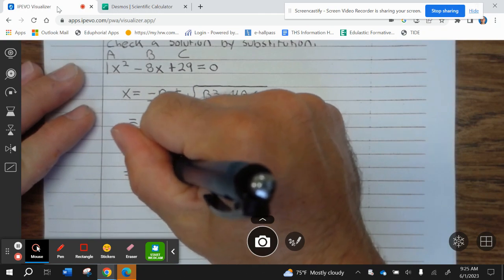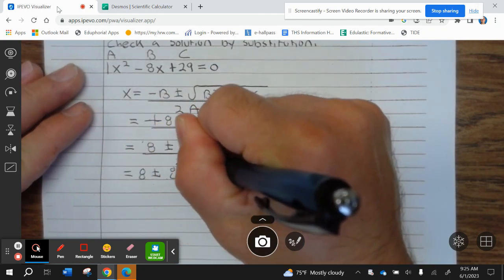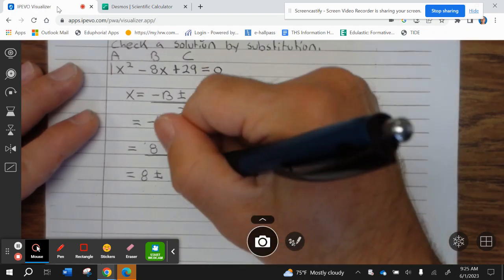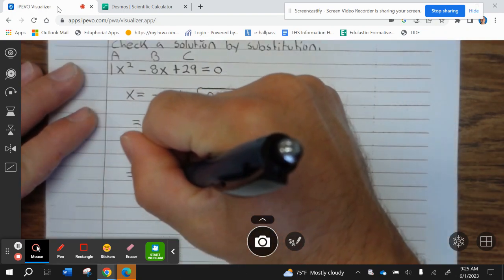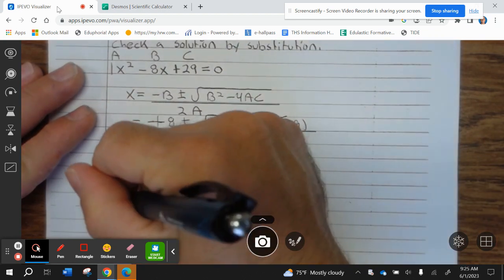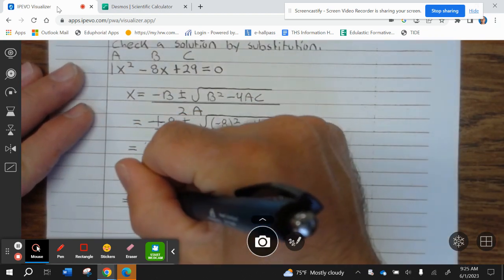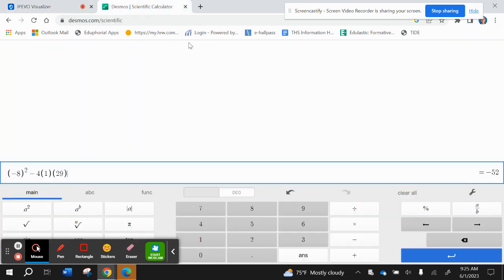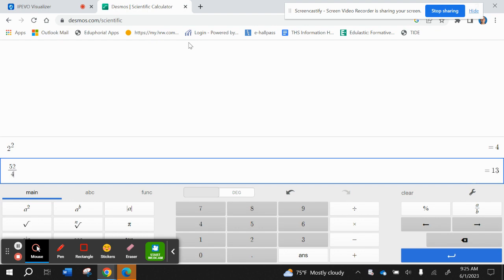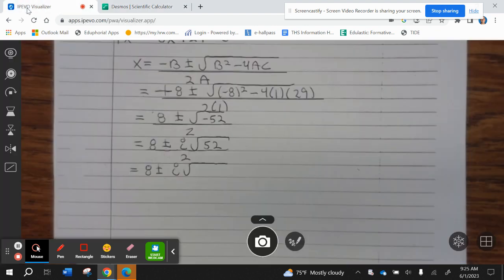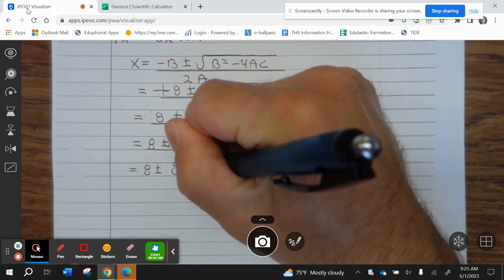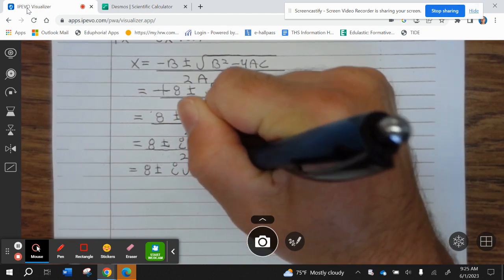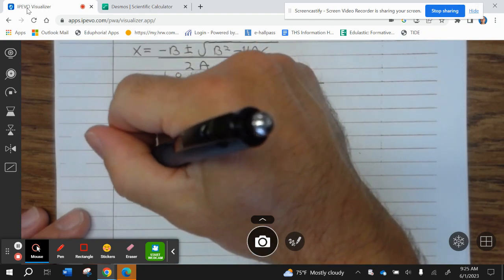So i square root of 52, divided by 2, which equals 8 plus or minus i. We need to see if we can write 52 reduced. So we need to find all the perfect roots. So let's try 2 squared, 4. So let's try 52 divided by 4. That's 13. So we can rewrite this as 4 times 13, divided by 2.